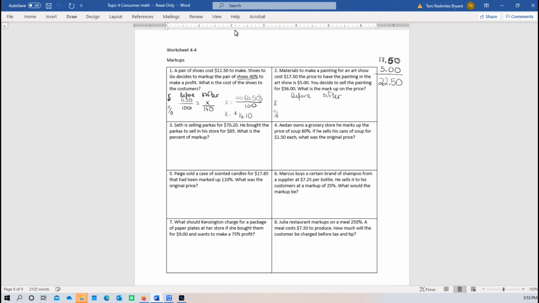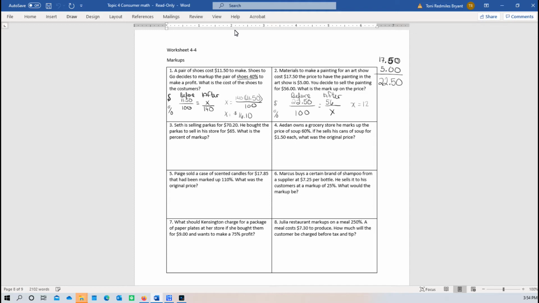Before we're in the show and we sell our painting, it's $22.50. That's always 100%. After we sell our painting, we sell it for, we don't know the percent, the markup, okay? We just know what the before is. But we do know what we sell it for. We sell it for $56. So now I could go ahead and figure this out. So do your math, either your opposite operation or your cross multiplication.